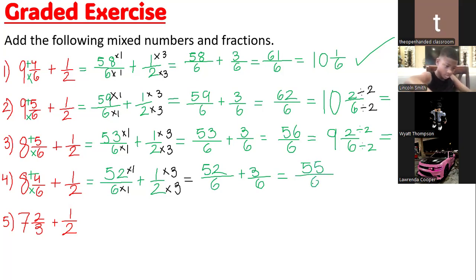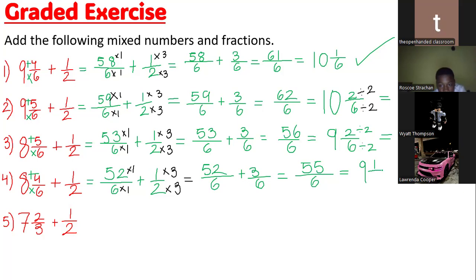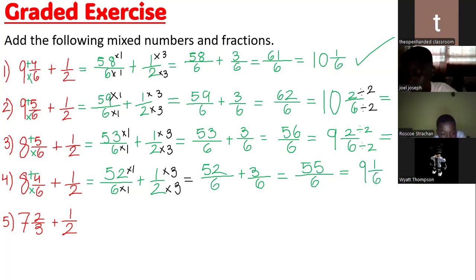Then you divide it. A lot of people didn't get that, almost the whole grade. And when you divide it, what do you get? 9 and what? What did y'all get, class? 9 and what? 9 and 1 over 6.